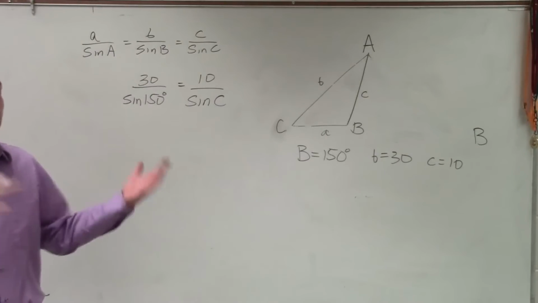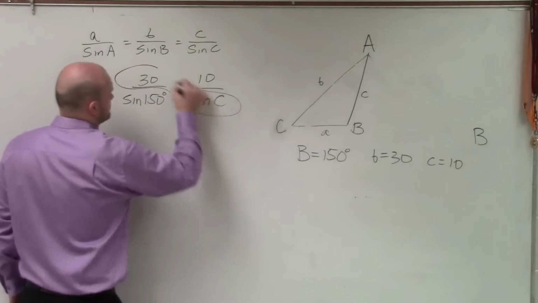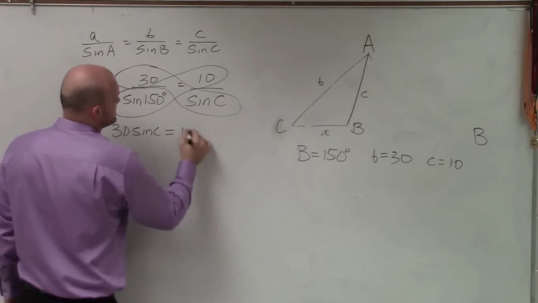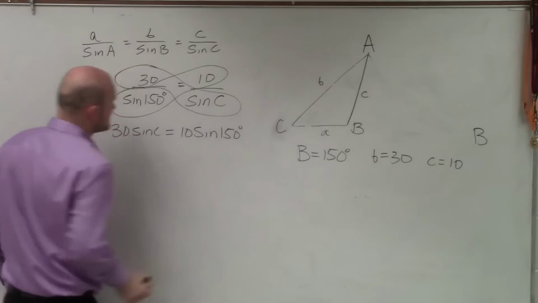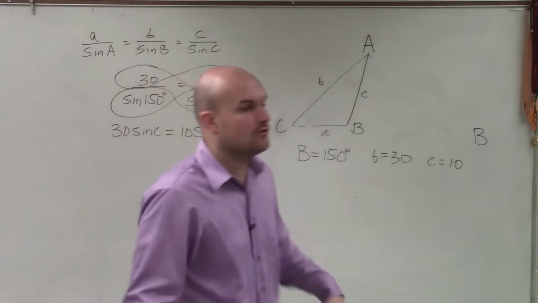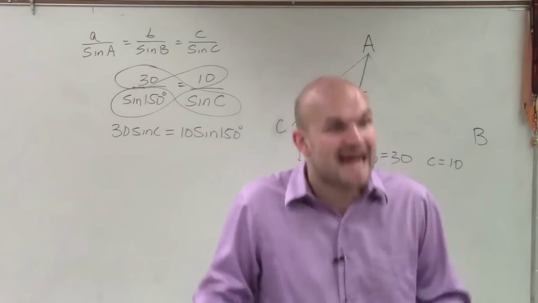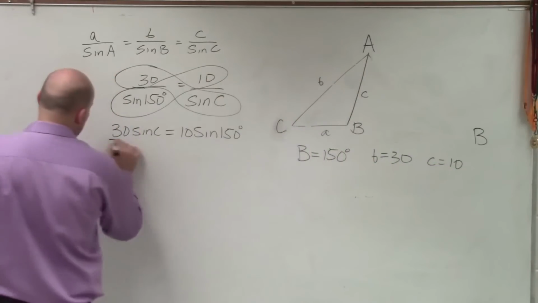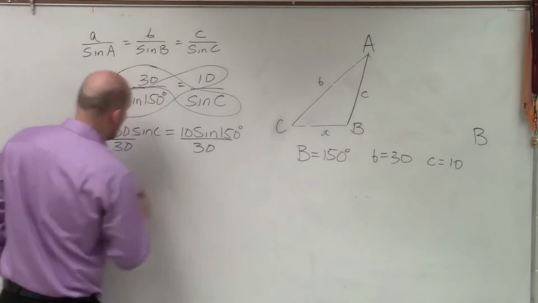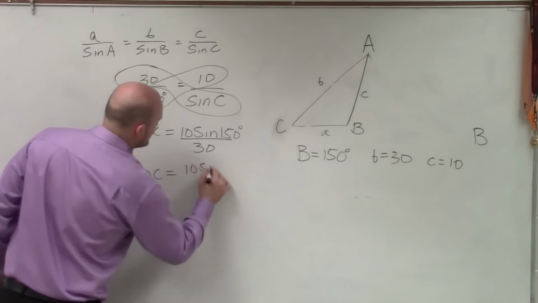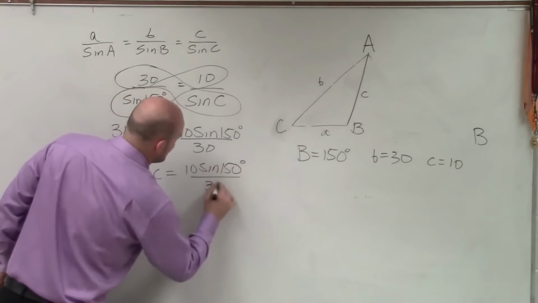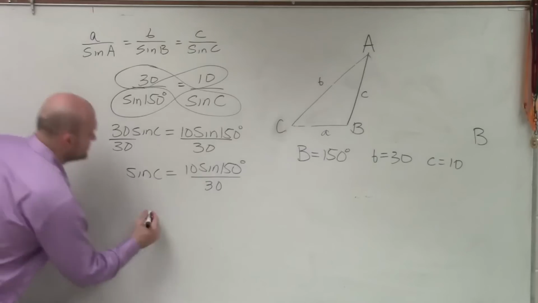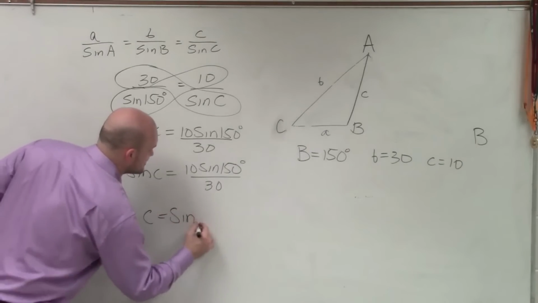So again, apply your cross multiplication. So you can say 30 sine of C equals 10 times sine of 150 degrees. Now again, we need to solve for C. Now remember, it's taking the sine of C. So you can't just divide out a sine or something. That is a function. We can divide by 30. But now I have the sine of C equals 10 sine of 150 degrees over 30. To solve for C, this is a function. To solve for this, we have to now take the inverse of sine.